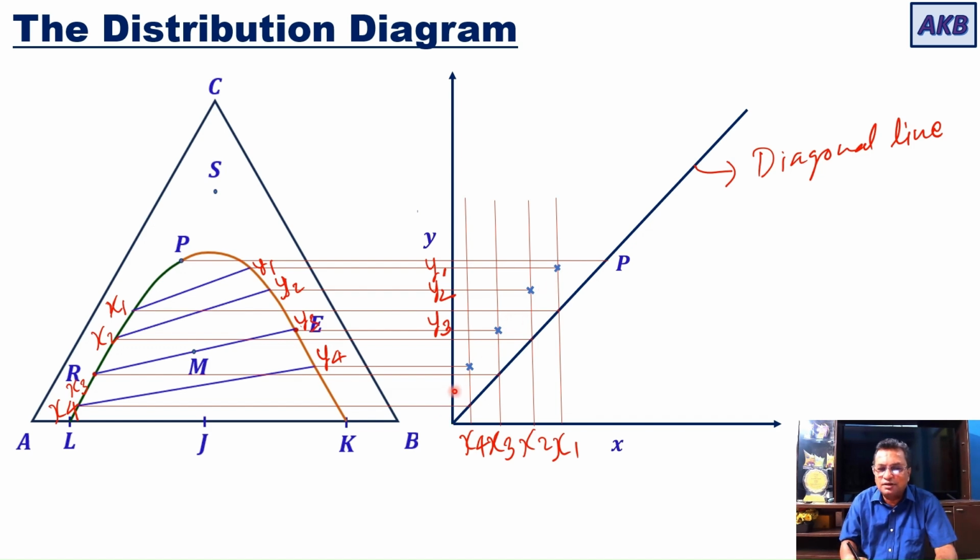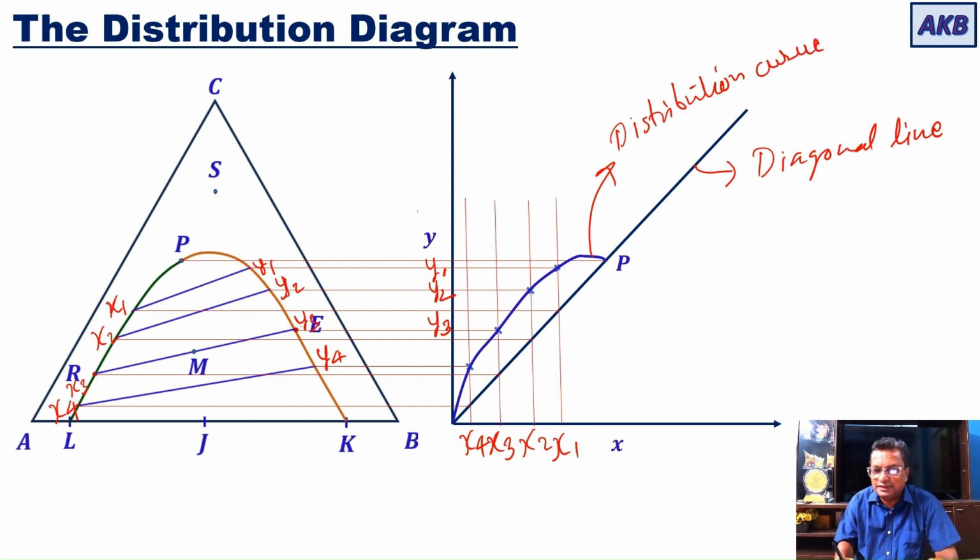Now if I draw a curve through these 4 points, the curve that I will be obtaining will be the distribution curve, and then this diagram will be the distribution diagram, because this curve is telling you how C is distributed between extract phase and raffinate phase. So the curve that is obtained in this way is the distribution curve, and then the diagram is the distribution diagram. So in this way, we have represented the endpoints of each tie line on the distribution diagram.